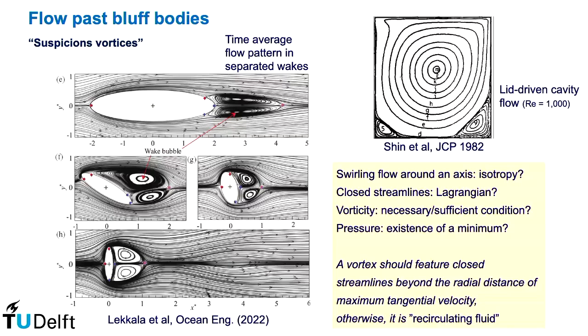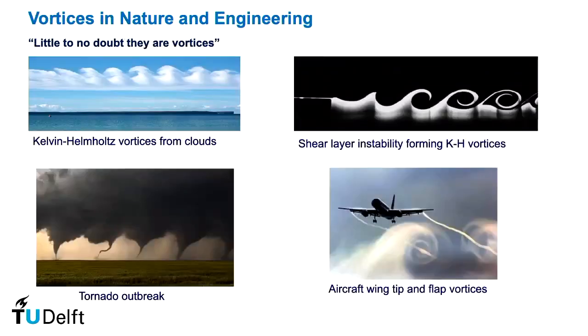I would say just let's think about that. It's a different topological condition compared to the Kármán or this type of vortices, where you get the closed streamlines within the maximum tangential velocity.